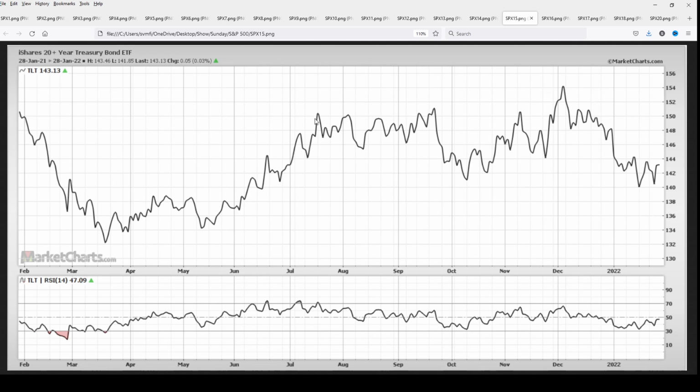Oh, whoops, I forgot to put the Russell in. We'll go to TLT instead. We'll look at the bond market here. And what do we see with the iShares 20-year Treasury TLT? On the RSI, it came down to a bottom, got right near 30.